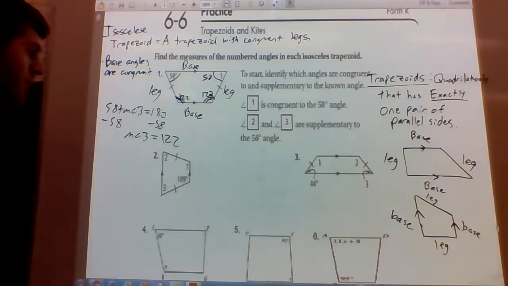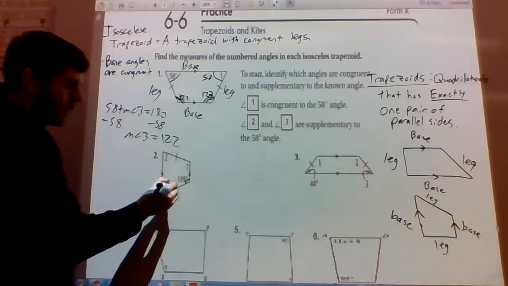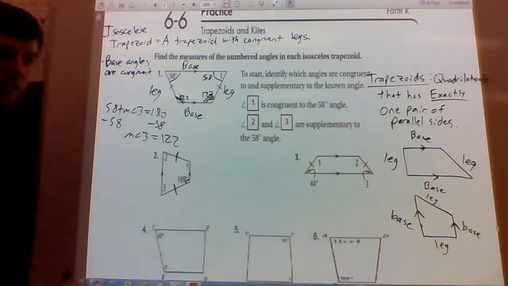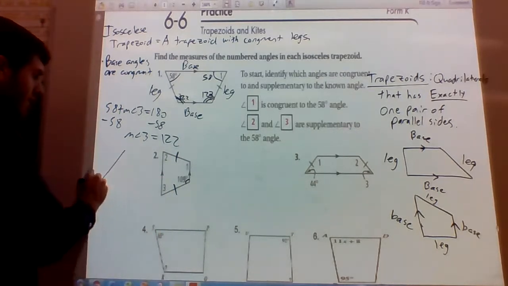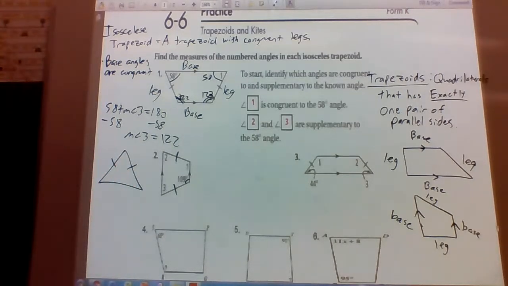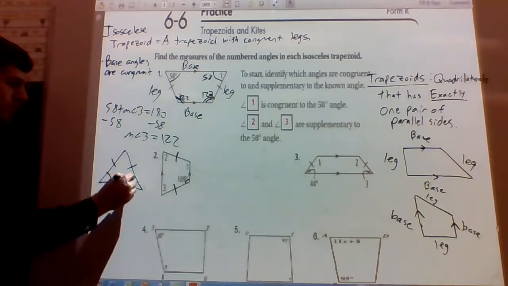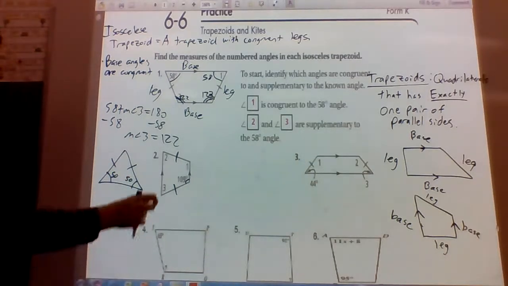Number 2, so we know this angle is 109. Since the legs have hash marks here and here, we have an isosceles trapezoid. So if we draw an isosceles triangle, what we knew from an isosceles triangle was that the base angles were congruent, right? So if this was 50, this one was also going to be 50. That's exactly what we did in number 1.